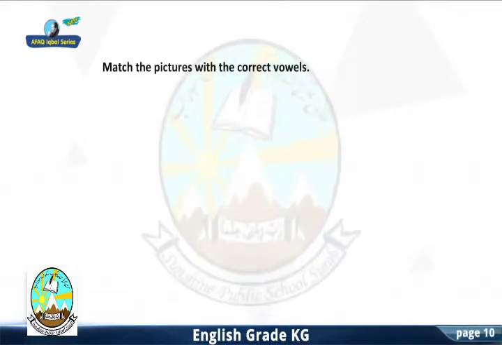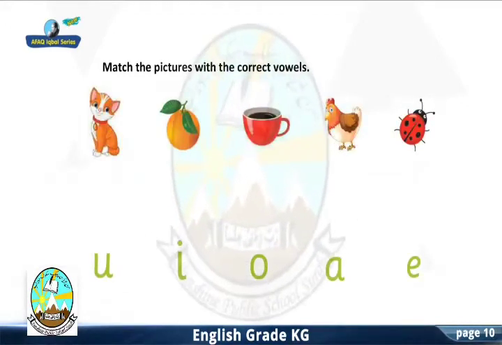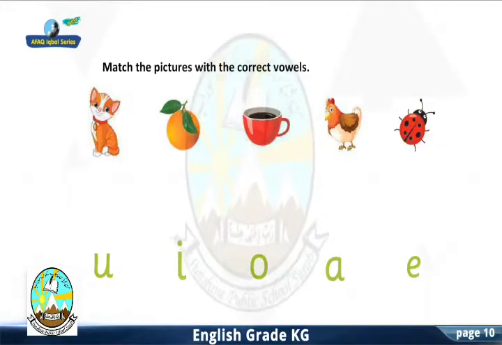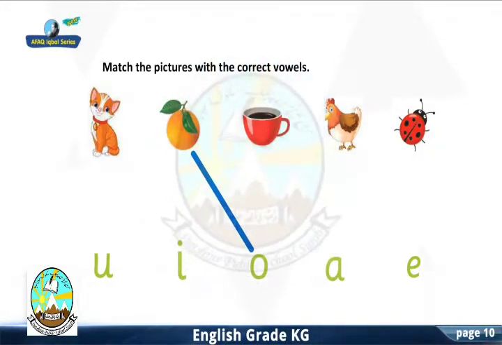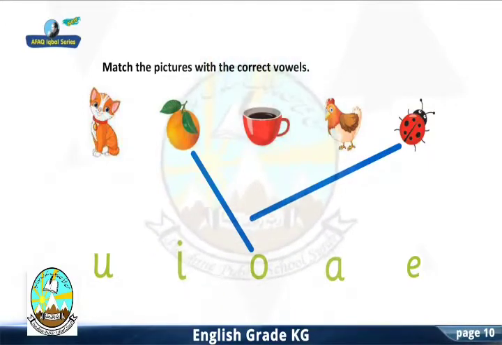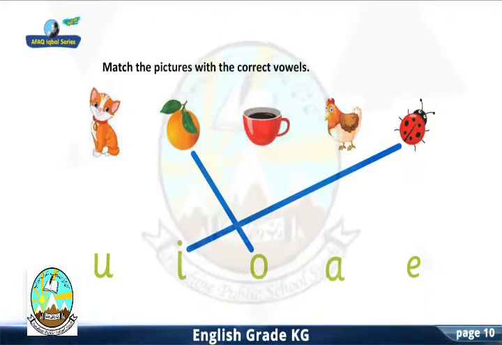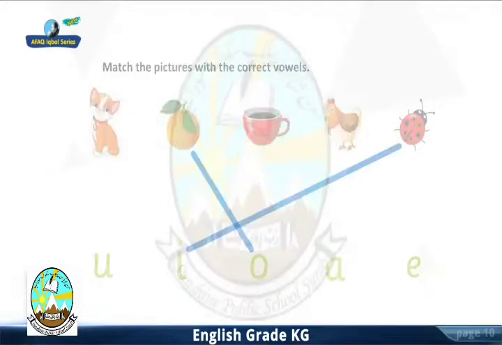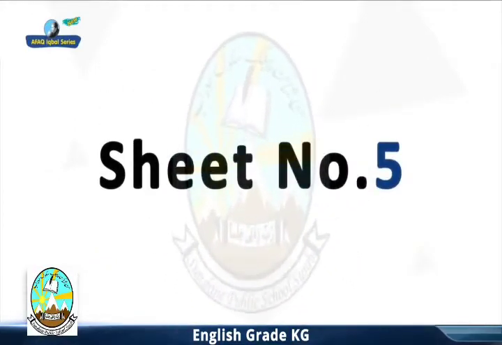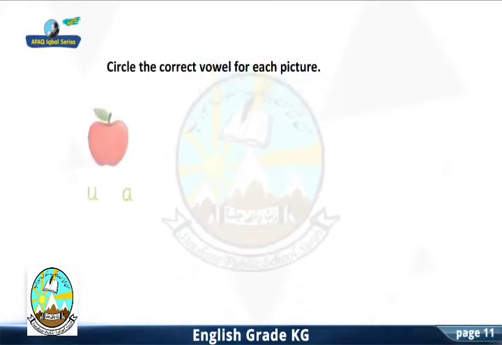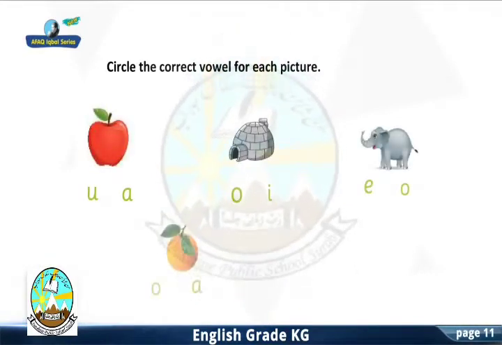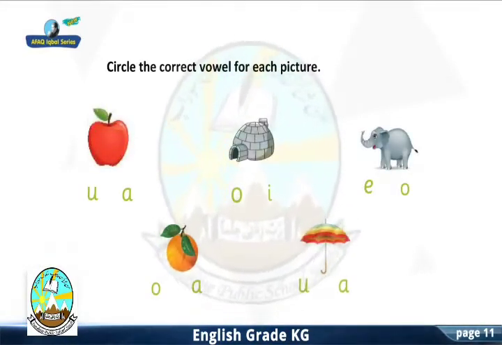Sheet number 4. Match the picture with correct vowels. Orange to O. Insect to I. Very good.